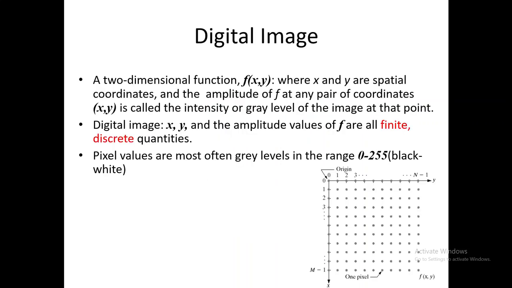A digital image is a two-dimensional function f(x,y) where x and y are spatial coordinates, and the amplitude of f at any pair of coordinates (x,y) is called the intensity or gray level of that image at that point. In a digital image, x, y and the amplitude value of f are all finite discrete quantities. Pixel values are most often gray levels in the range of 0 to 255, which we call the range of black and white, because 0 represents black and 255 represents white.